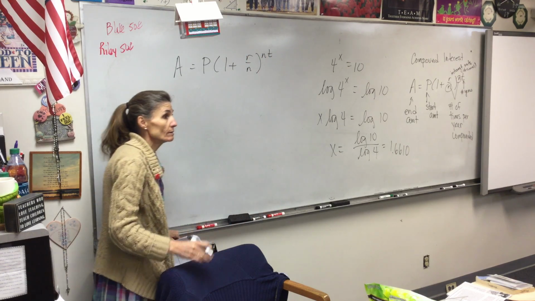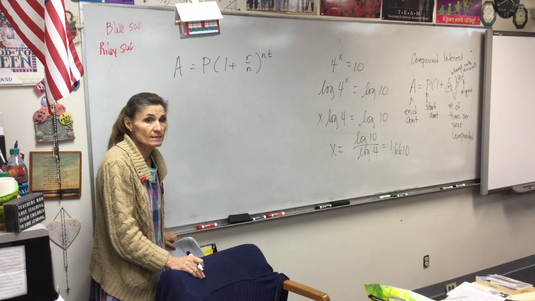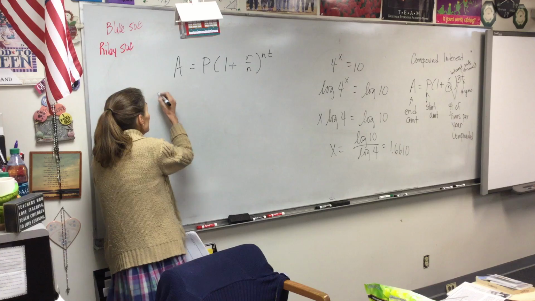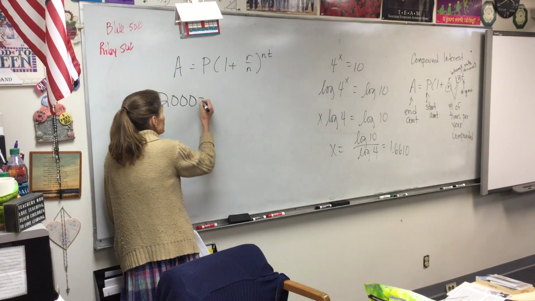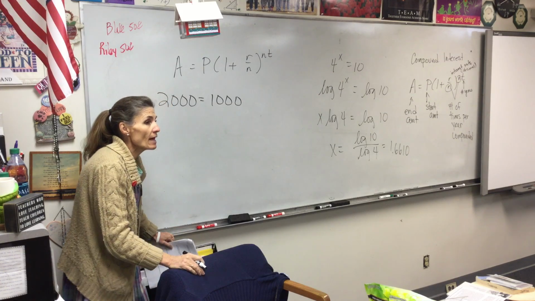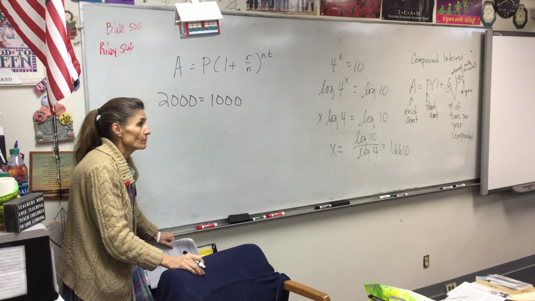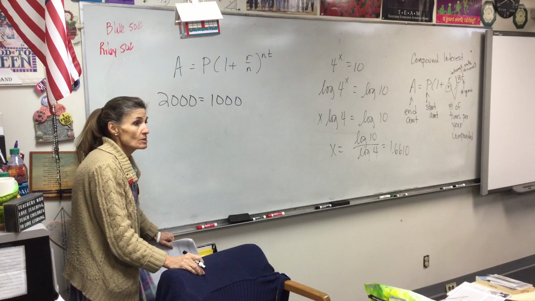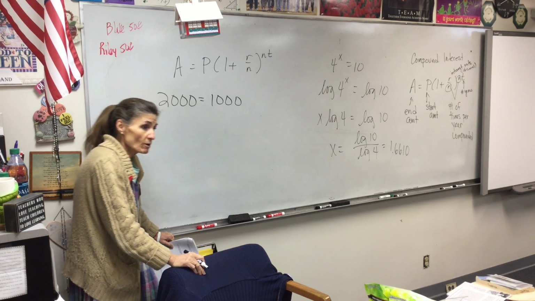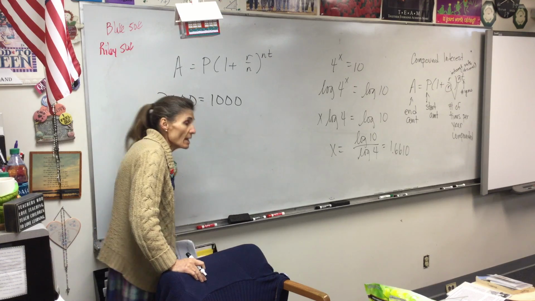Okay, tell me what numbers did I put into this formula? A will be 2,000. Very good, Julian, because P is 1,000. Kids, how did you figure that out? It doubles. So if we're starting with 1,000, then we are going to end with 2,000.